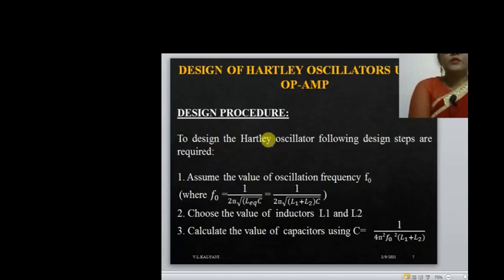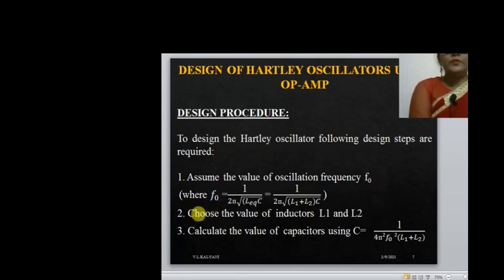This is the design procedure: how to design the Hartley oscillator using op-amp. The design steps are given over here. The first step is to assume the value of the oscillation frequency f naught. If you want to design the Hartley oscillator for some particular frequency, you can choose that frequency and design the oscillator for a particular application. The formula is f naught equals 1 upon 2 pi root under L equivalent into C, where L equivalent is equal to L1 plus L2.